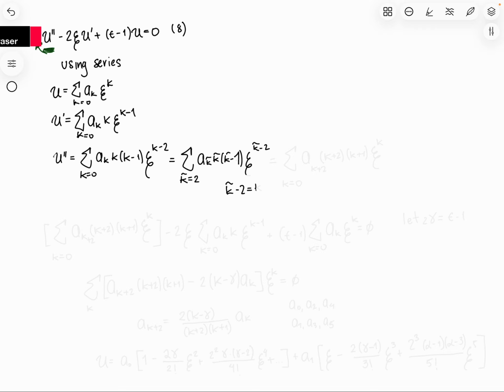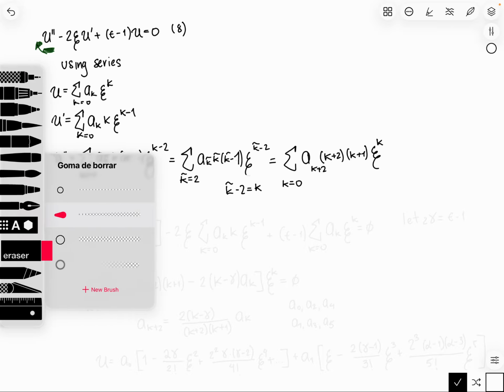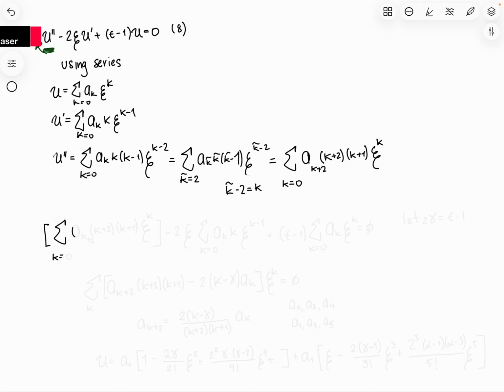And I define a new index, which is k again, in such a way that the sum begins at 0 and the exponent in the variable is xi again. And we get this expression. We need to change the index in all the coefficients. Therefore, we have the expressions and we can substitute. The second derivative, we use the last expression for the second derivative, minus 2 times xi, the function, which is the first derivative, so we need this expression.